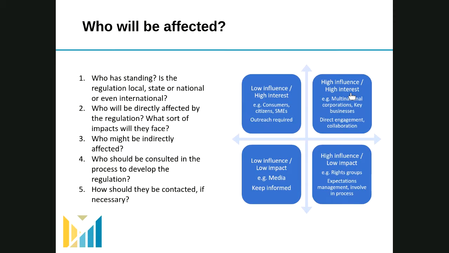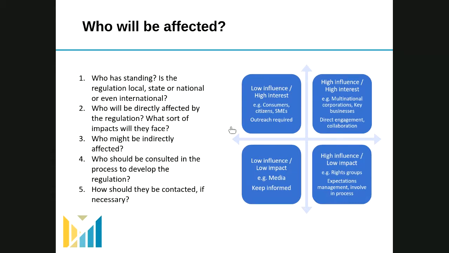Anytime the government had an open consultation, they would be knocking on their door, trying to give them information to tell them to not do this regulation. So often these high influence, high interest stakeholders will approach the government as long as there is some sort of open public consultation process. On the other hand, there's this low influence but high interest group.